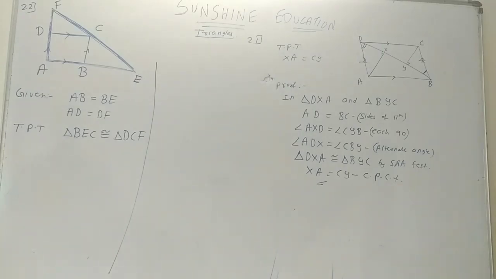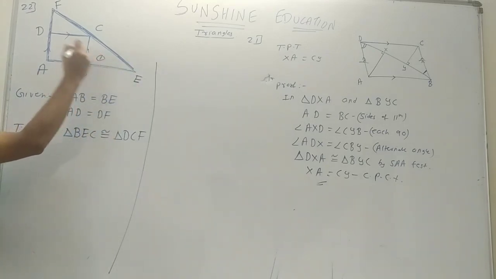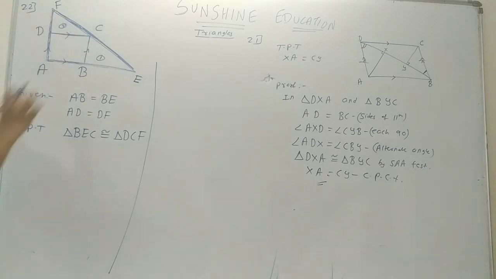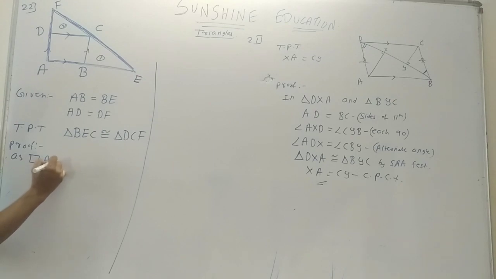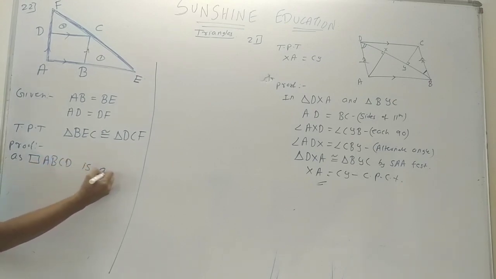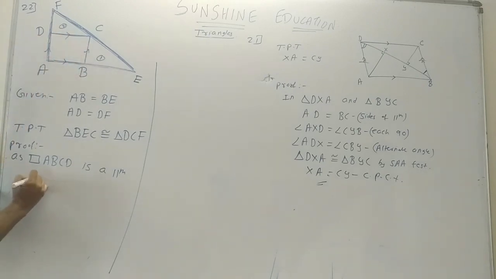Now for the 22nd question, we have given that ABCD is a parallelogram. So we'll start with that only. We need to prove that this triangle and this triangle are congruent. First of all, I'll start from here. As quadrilateral ABCD is a parallelogram, I can say that AB is equal to DC.